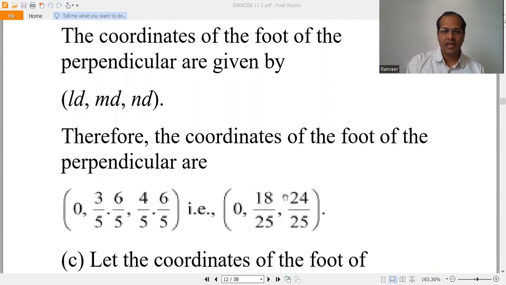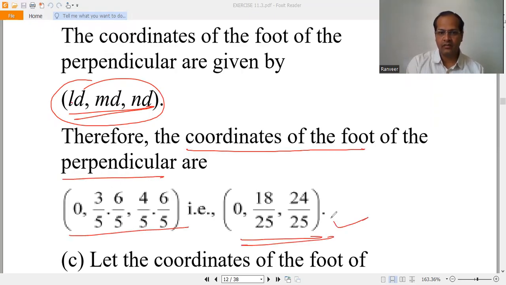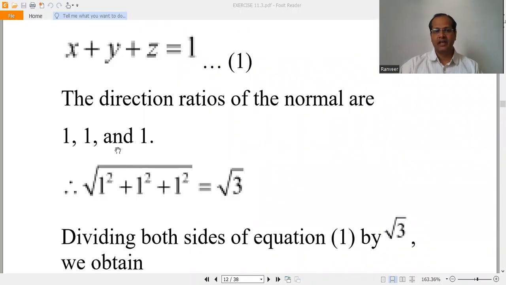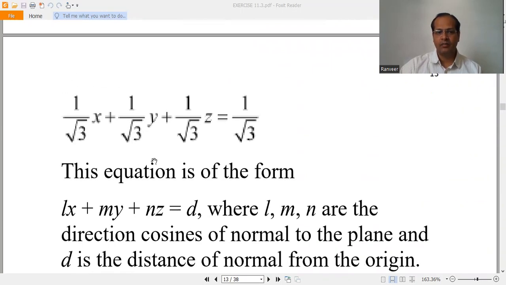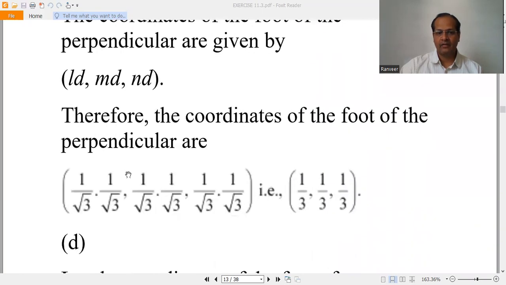So same, we have to multiply these values, l, m, n with d, that is ld, md and nd, and this is the coordinate of the foot of perpendicular. Just after multiplying, we are getting this value. Similarly, third question, x plus y plus z, direction ratio is 1, 1, 1. Just divide it by root 3. We are getting this value, and the foot of perpendicular is 1 by 3, 1 by 3 and 1 by 3.